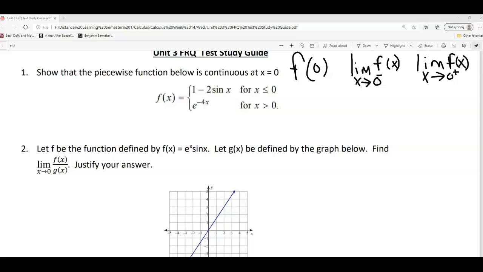Others of you guys actually didn't even write this at all. You just plugged 0 into this equation, in which case you're not really demonstrating that you know you're supposed to find a limit at all. You're just plugging things in. So you have to show what you're doing, and so you definitely want to start off this way.